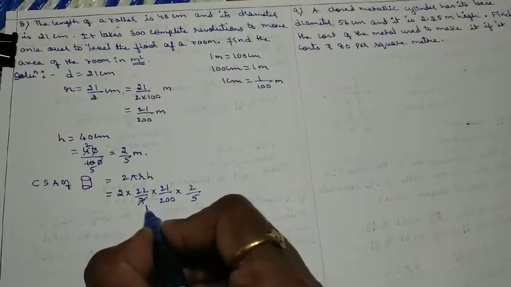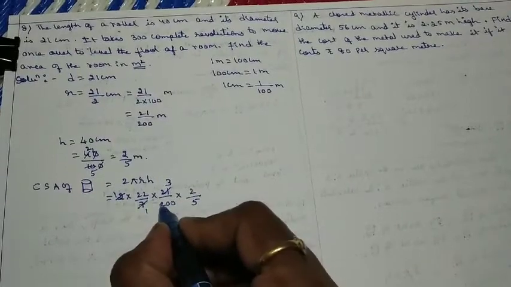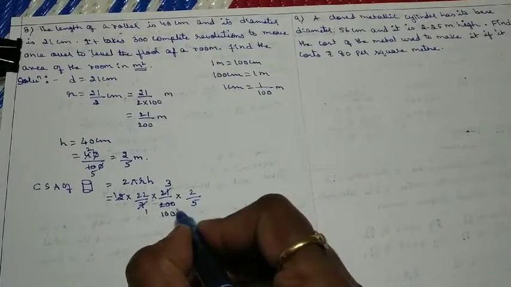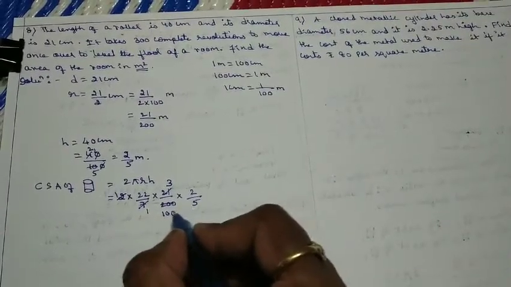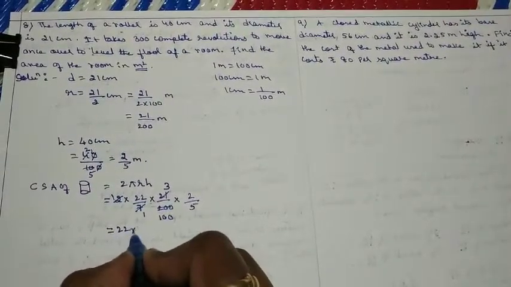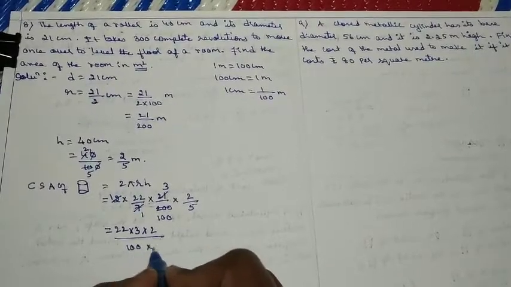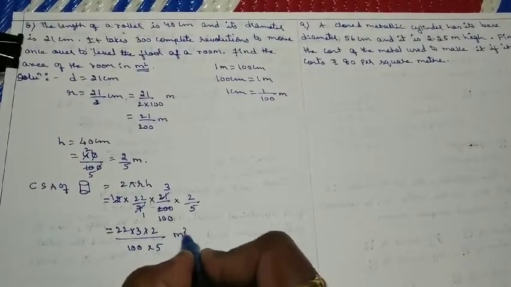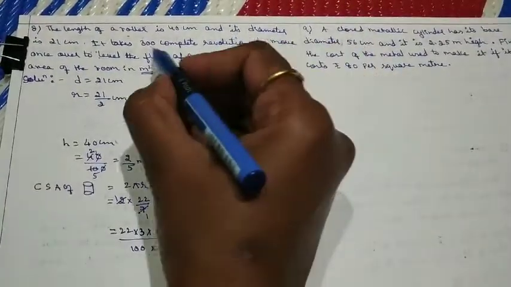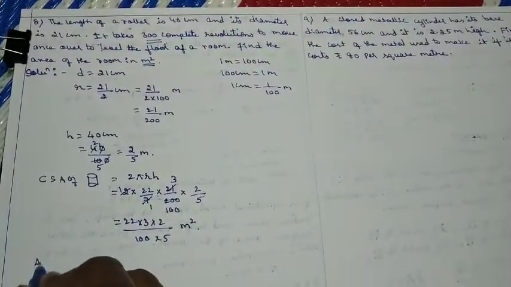Then 7 ones are 7, 7 threes are 21, 2 ones are 2, 100s are 200. It doesn't get cancelled with any term, so you multiply, which is equal to 22 into 3 into 2 divided by 100 into 5. This is about meter square, but this is for only one revolution, but the given question is asked for 300 revolutions.